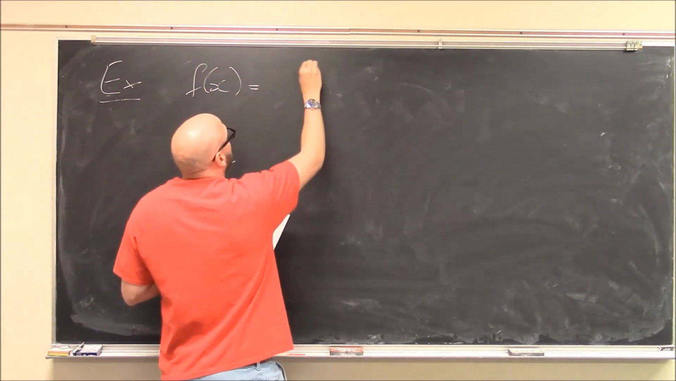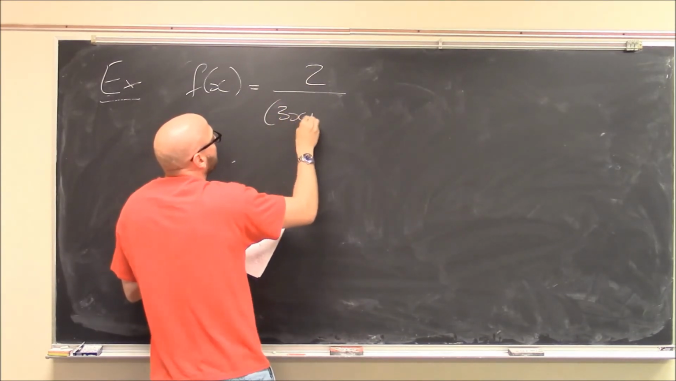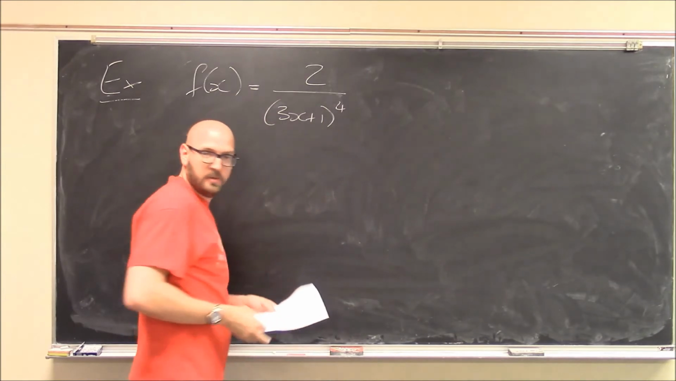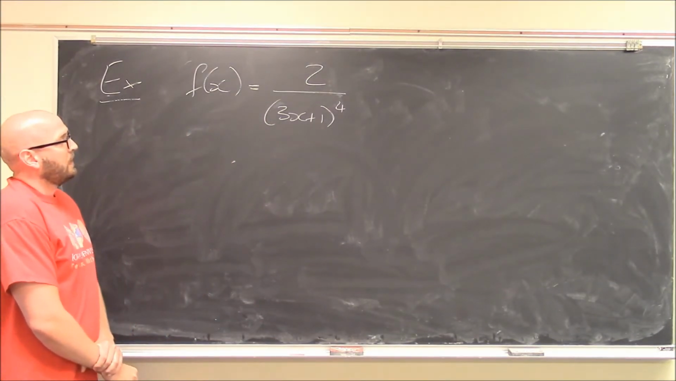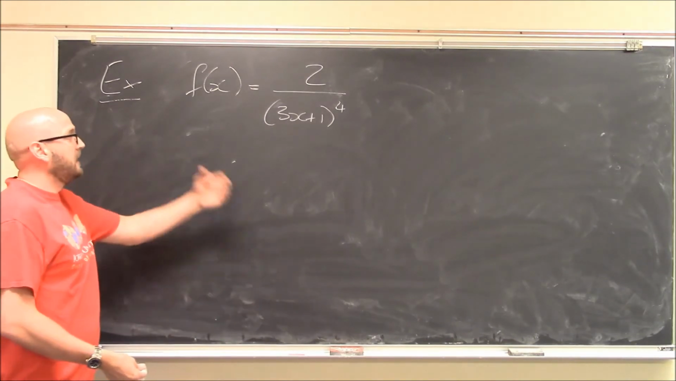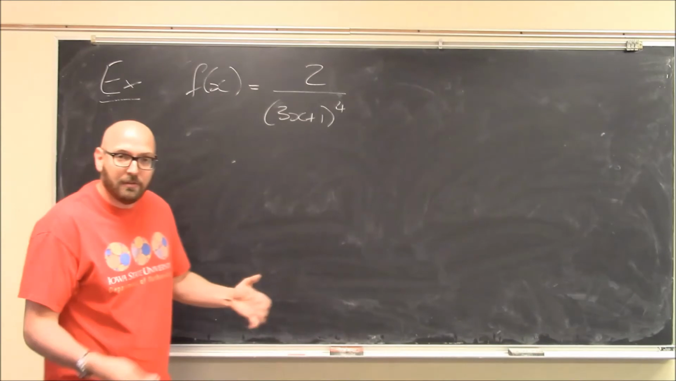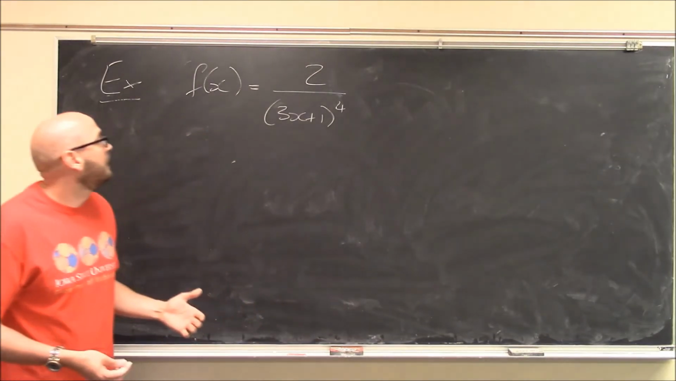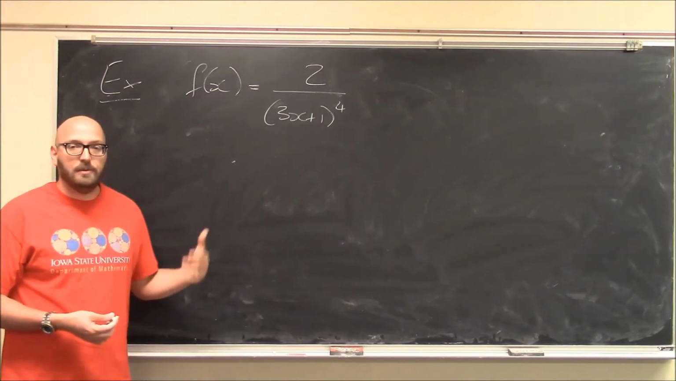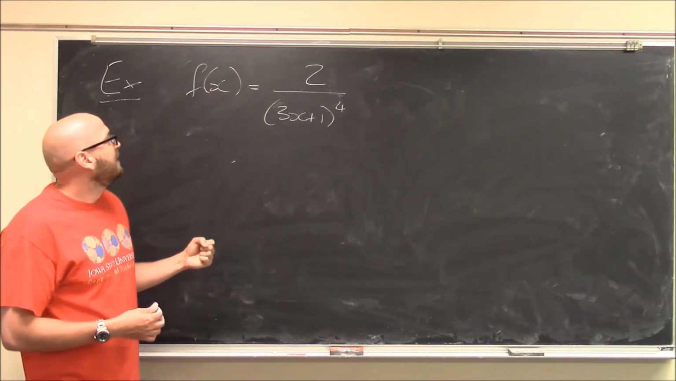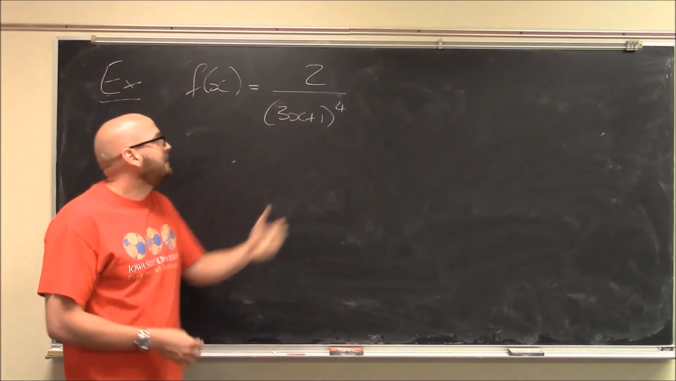f of x is 2 over (3x + 1) to the 4th. So if I pause the video now and said, go ahead and try this one on your own, feel free to do that, right? Try and do it on your own. But if you did that, if you paused it and came back, you'll probably have done it a different way than I'm going to proceed.